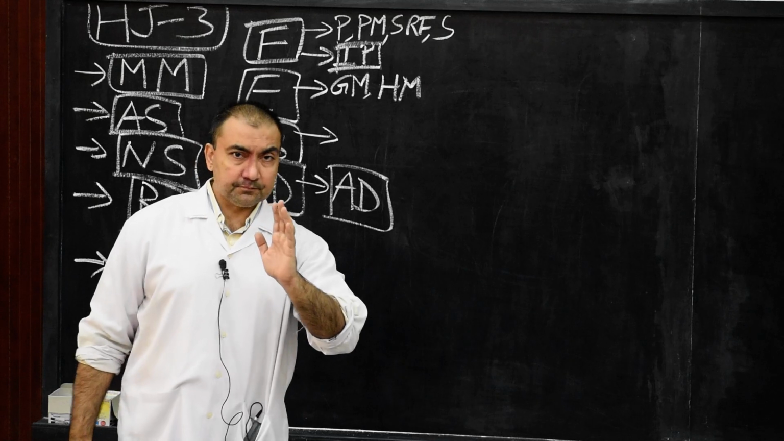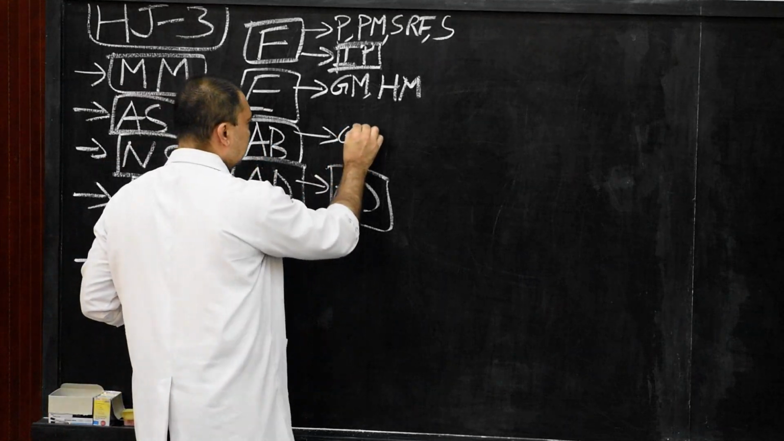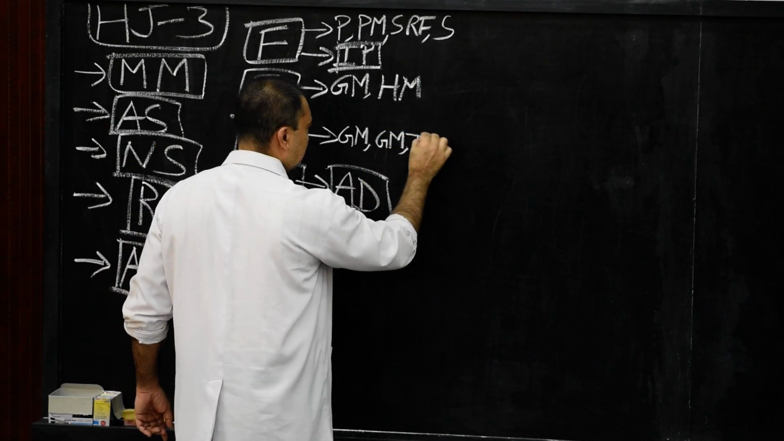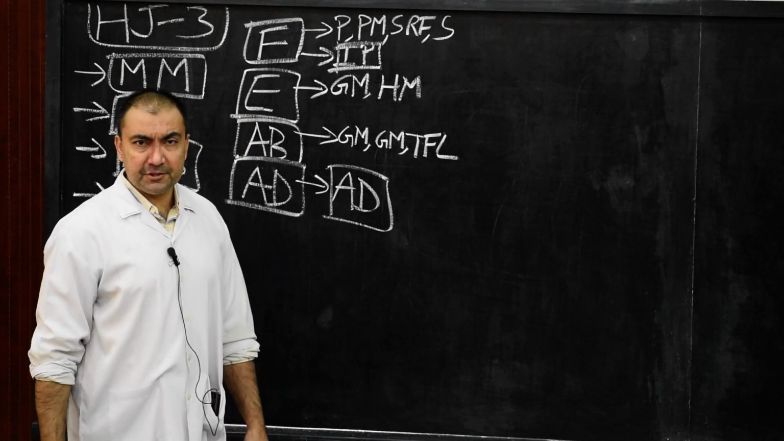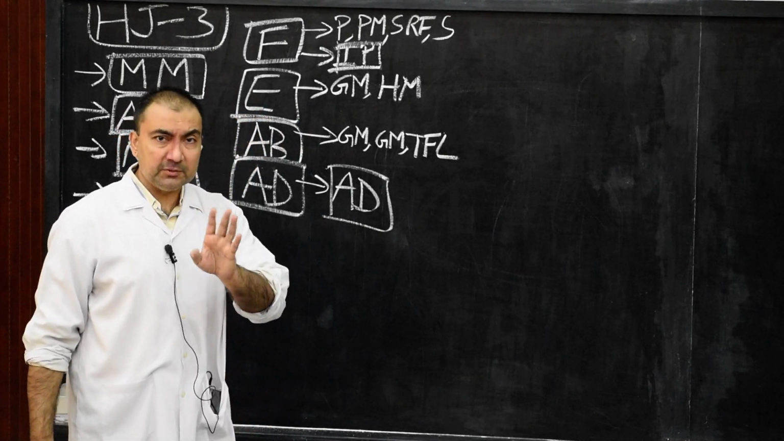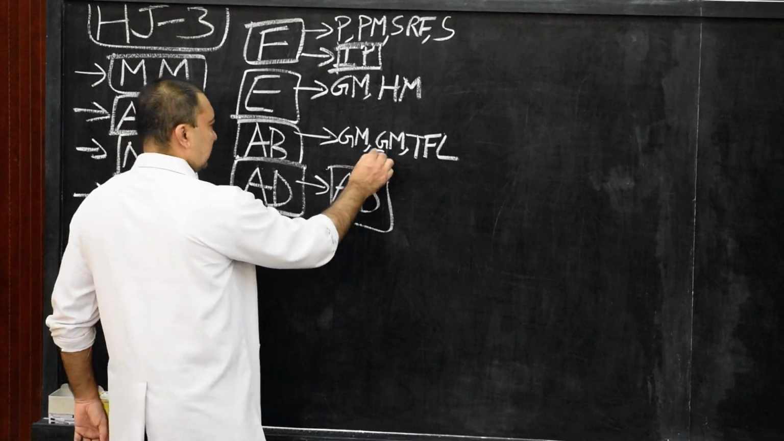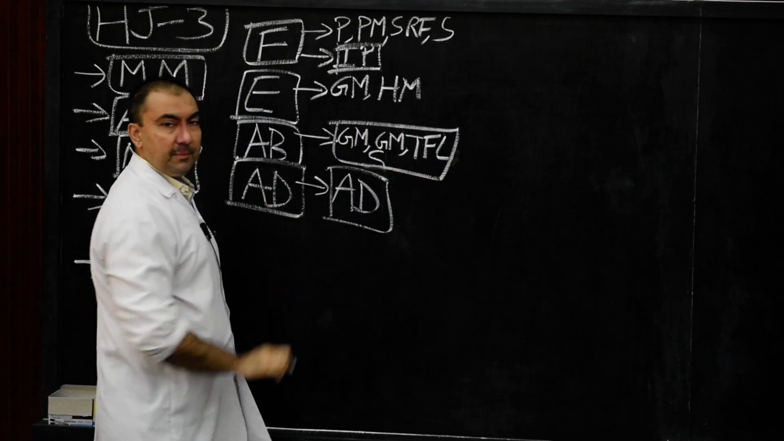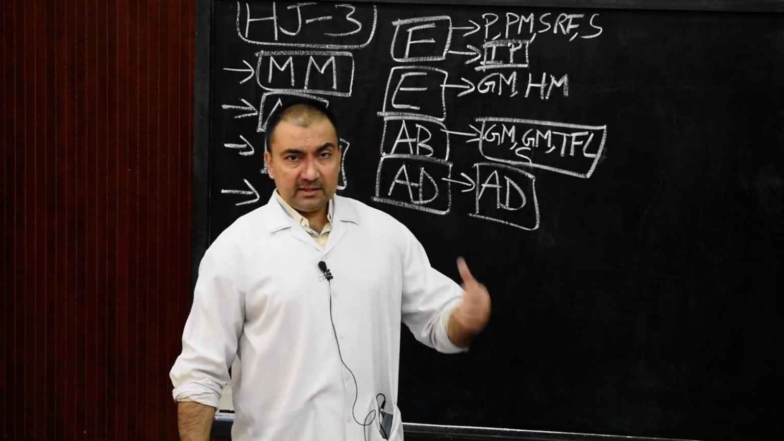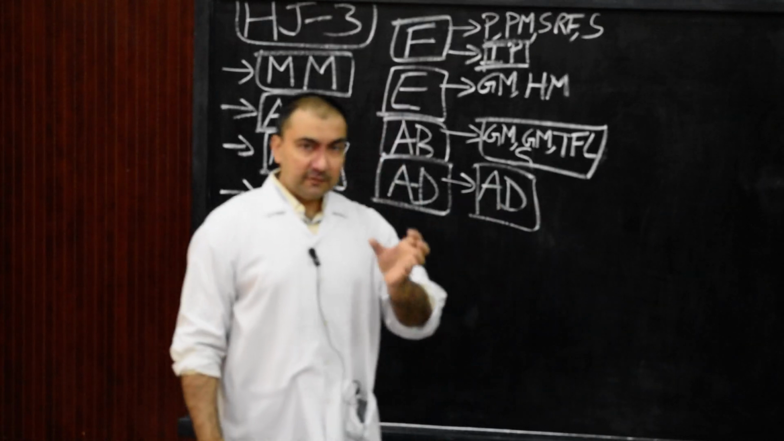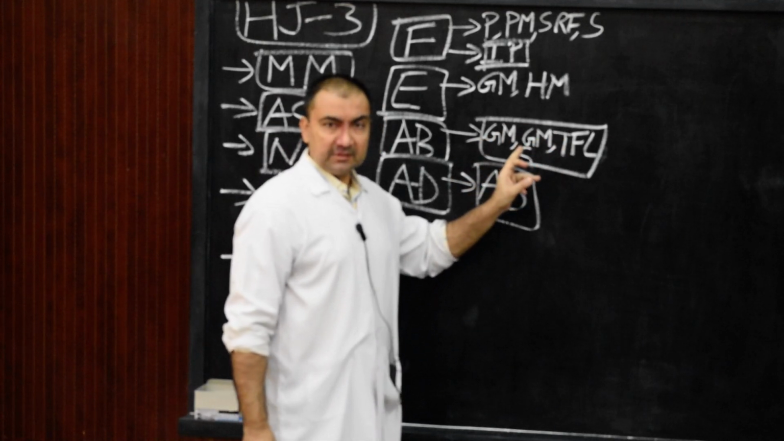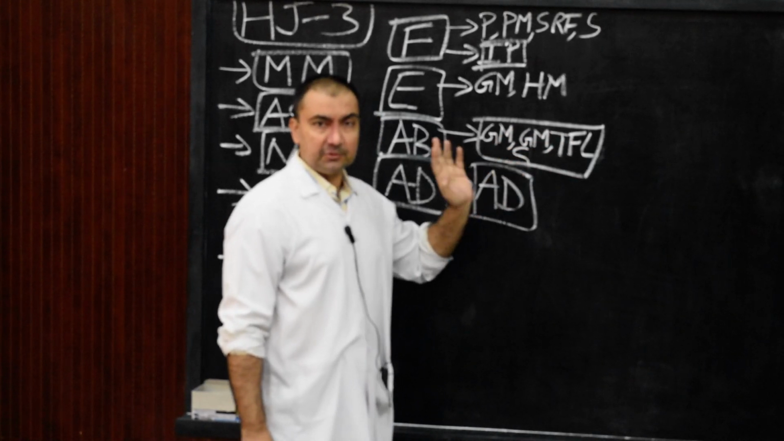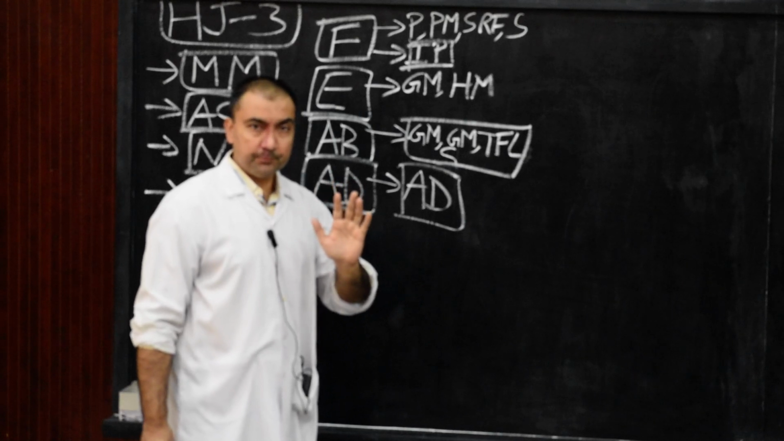Abduction is produced by, number 1, please note down, gluteus medius. Number 2, gluteus minimus. Number 3, tensor fascia latae. And the 4th muscle is sartorius. These 4 muscles will form the abduction of the hip joint. It is asked frequently, this question. You may get 4 choices, and one of the choices will be out of these 4 muscles. So abduction of the hip joint will be done by gluteus medius, gluteus minimus, tensor fascia latae and sartorius. Please note down, abduction of hip joint.